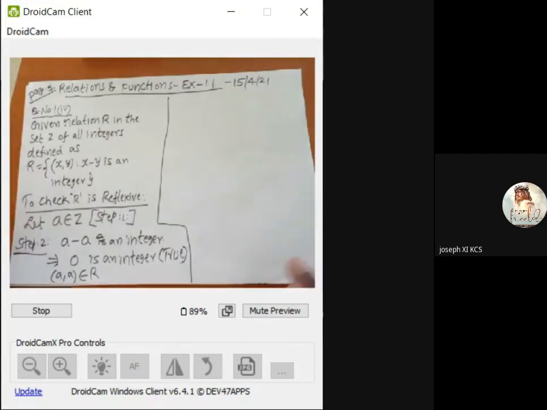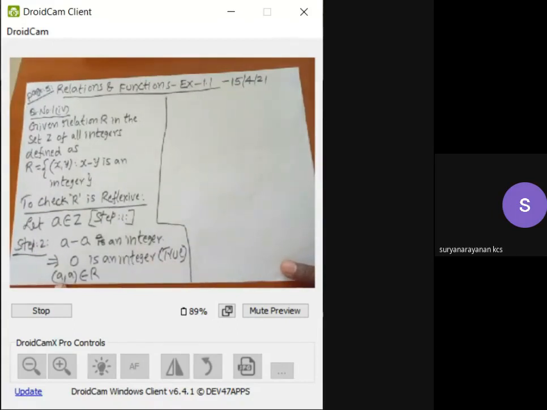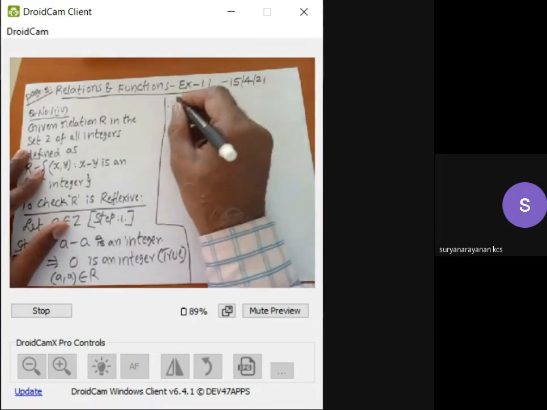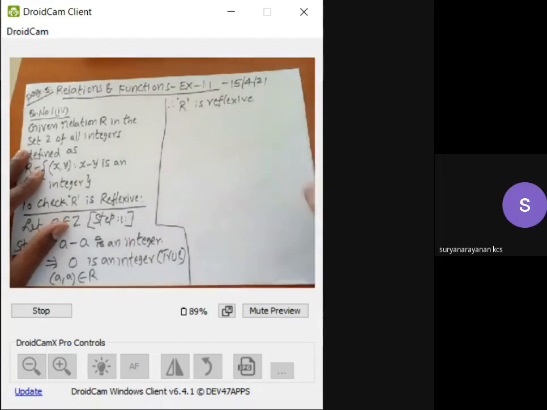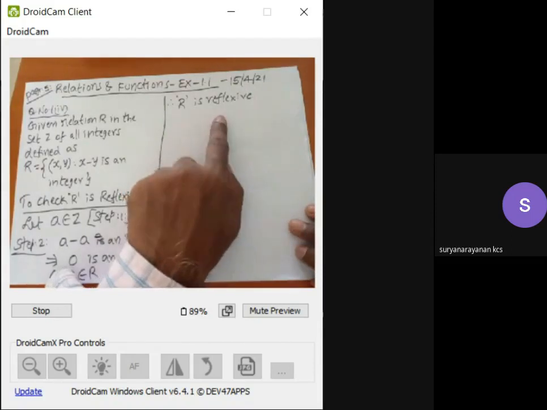Yes, sir. This is step 3. In step 3, we have to check whether the statement is true or false. If it is a true statement, immediately we can write ordered pair (a, a) belongs to R. Therefore, we conclude that R is reflexive, because (a, a) belongs to the relation R. That is why R is reflexive.